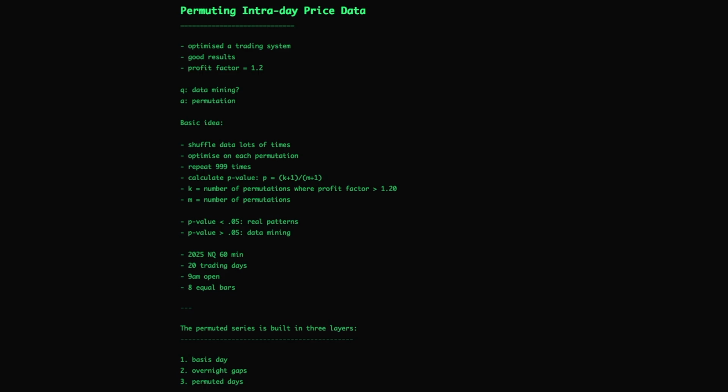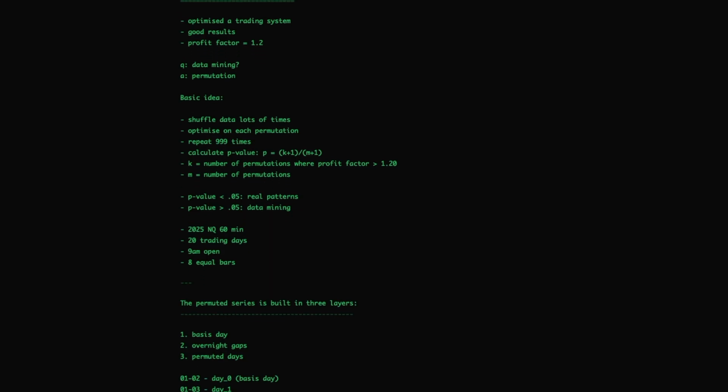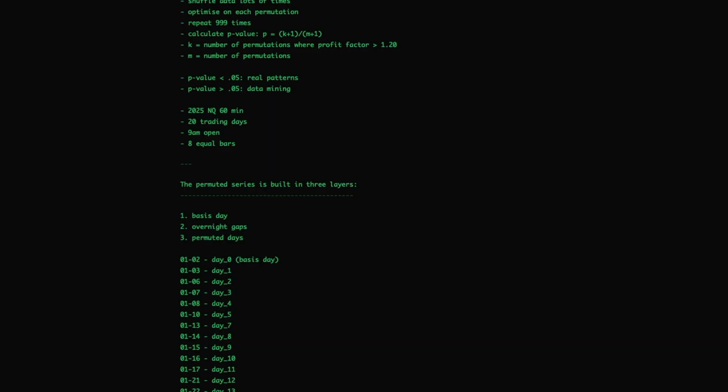To build a permuted series of data, we need 3 layers. First is the basis day. This is the first calendar day. Always leave the basis day unchanged. Second is the list of overnight gaps. Third is the individually permuted days. Here is the list of days we're working with for this example.